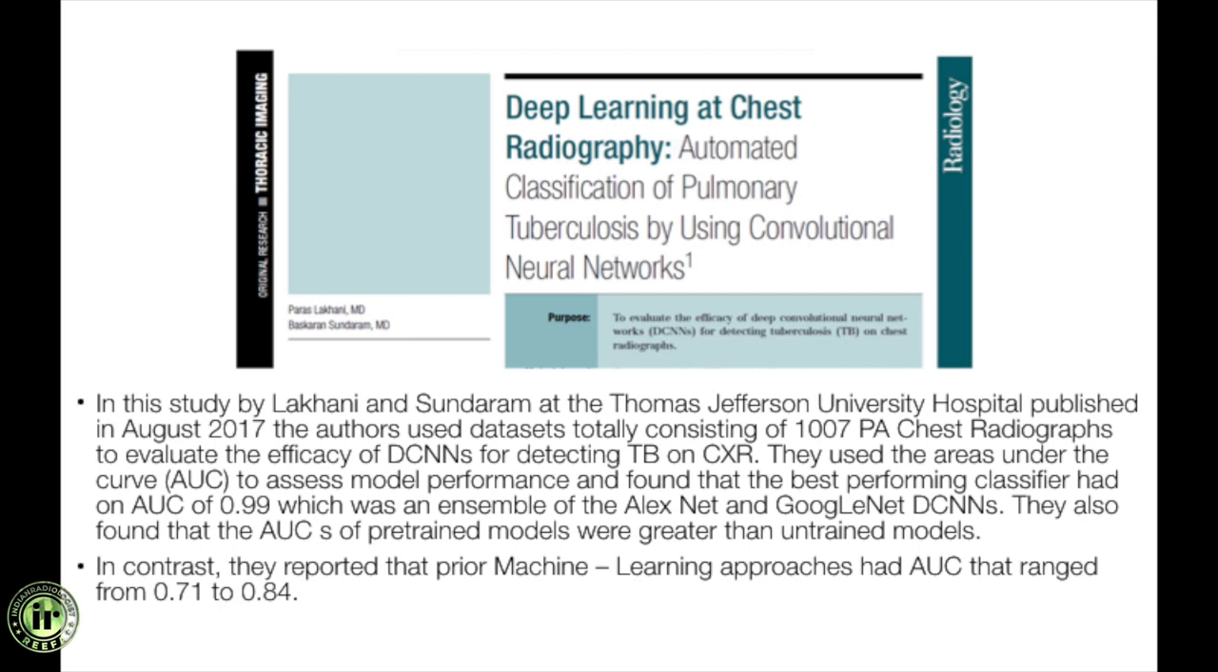And this was an ensemble of the AlexNet algorithm and the GoogleNet algorithm. I'll come to this later. And they also found that the AUCs of pre-trained models were greater than untrained models. In contrast, they reported that prior machine learning approaches, which did not use neural networks, had areas under the curve that ranged from 0.71 to 0.84.